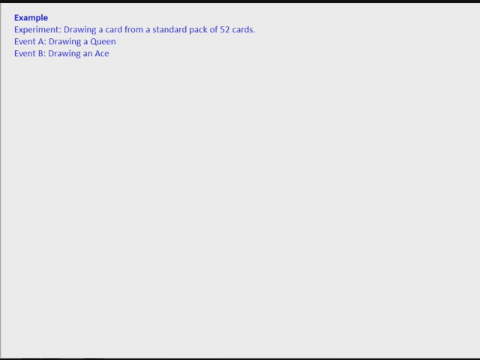We draw a card from a standard pack of 52 cards. The event A is drawing a queen. The event B is drawing an ace. Find the probability that you can draw a queen and an ace, and the probability that you can draw a queen or an ace. So P(A), there are 4 queens out of 52. P(B), there are 4 aces out of 52. What about A intersection B? Can a card be both a queen and an ace? Of course not. So A intersection B is the empty set, and P(A intersection B) is 0.